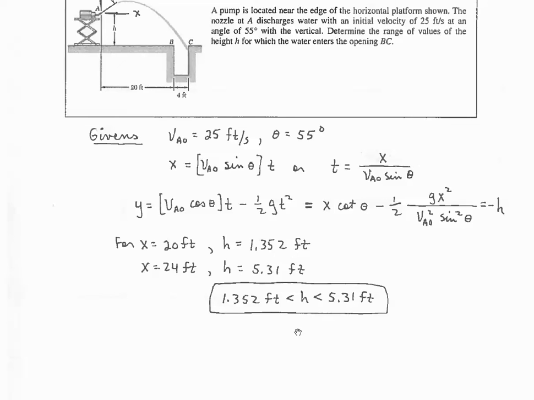So what you have here then is a range of values of 1.352 feet is less than h, but h is less than 5.31 feet. So h is greater than this amount, but it's less than that amount right there.